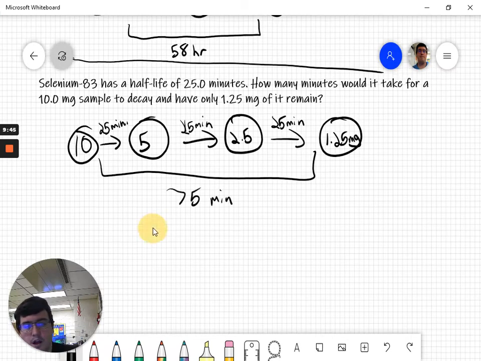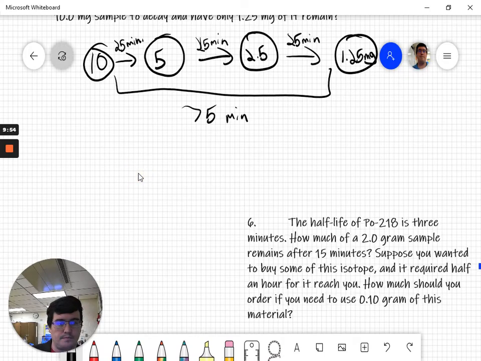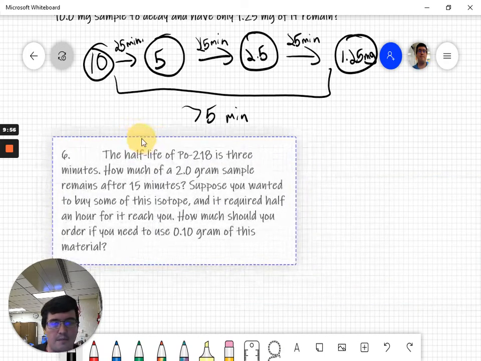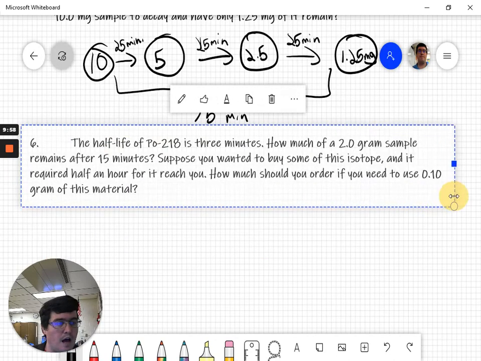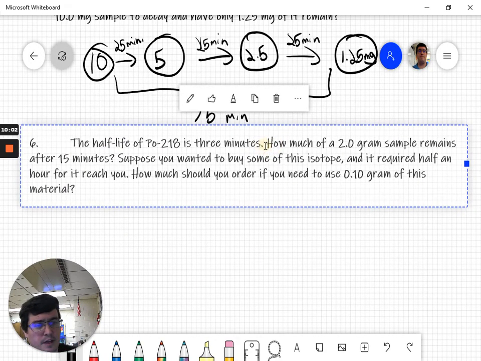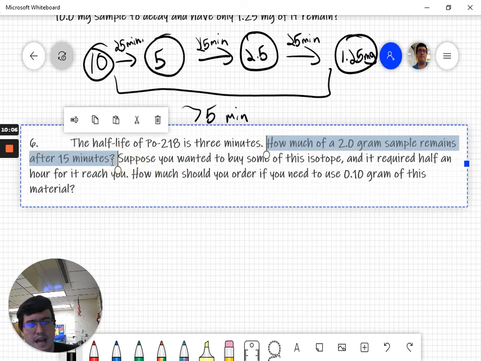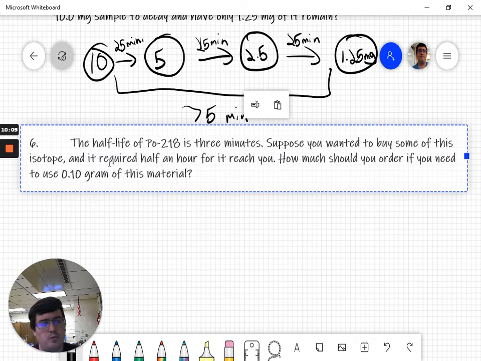Cool? All right, let's try one a little more difficult. Problem number 6 is a little more difficult. There she goes. Now it let me cut and paste problem number 6. I'm not so much worried about the first part. The first part is just like what we've been doing. What I'm worried about is this last question right here. Suppose you wanted to buy some of this isotope and required half an hour for it to reach you. How much should you order if you need to use 0.1 grams of this material?